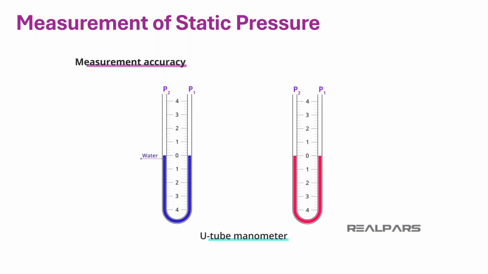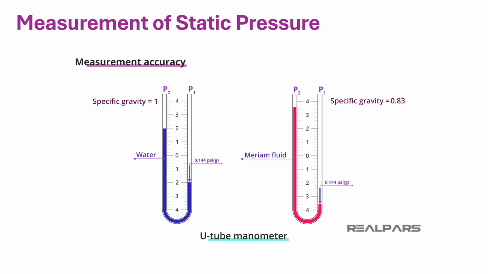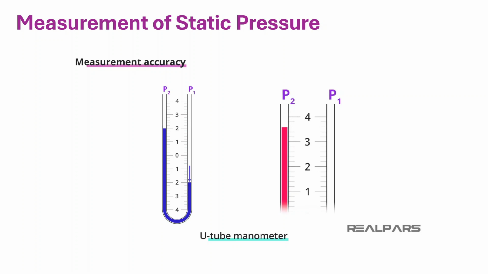If we replace the water with a Meriam red oil fluid, we will get a greater difference in liquid levels. Why is that? Water has a specific gravity or relative density of 1, while Meriam fluid is an oil and has a specific gravity of 0.83. We will get a much larger difference in liquid level with Meriam fluid, resulting in more accurate pressure measurement. In some cases, vendors will provide a U-tube manometer scaled directly in pressure units, such as kilopascals.